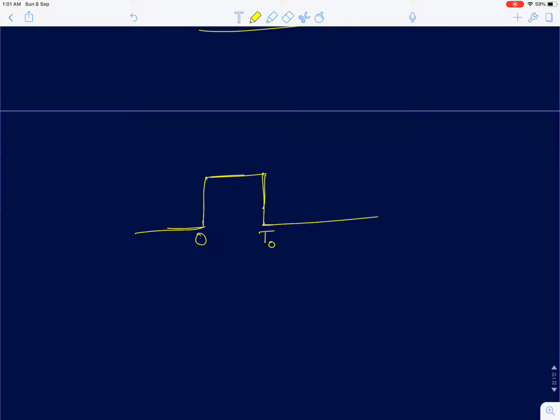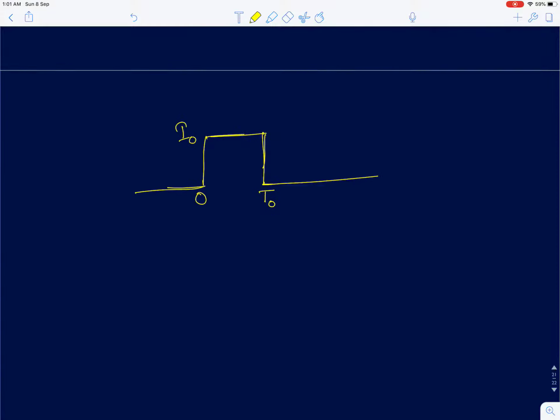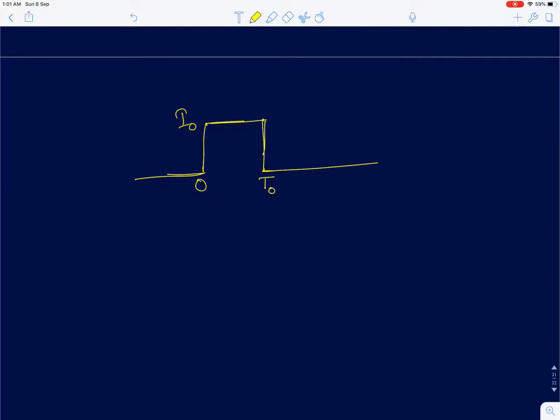I am going to call it T0, the width of the pulse, and the amplitude can be either current or voltage. For a parallel LC we will assume a current pulse, and for a series LC it will be a voltage pulse.